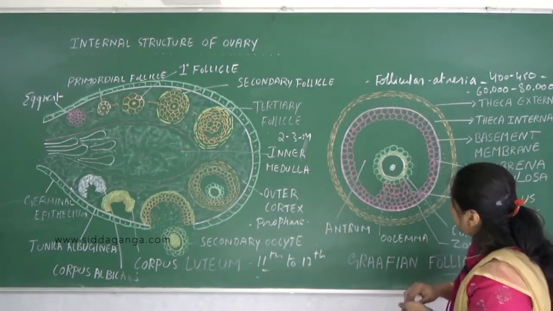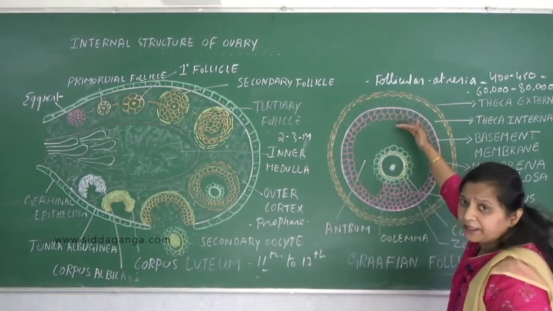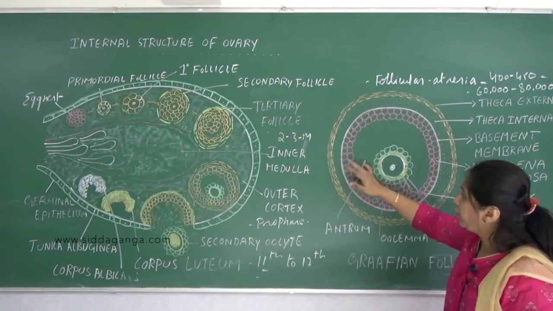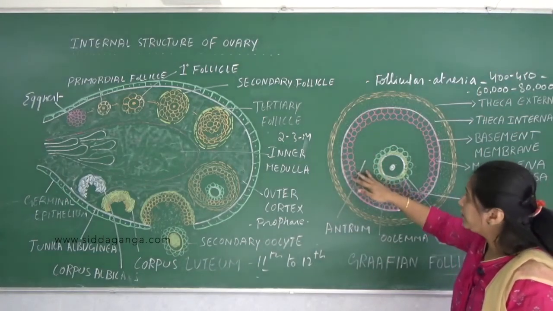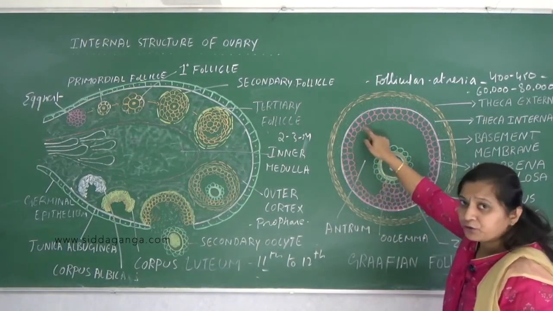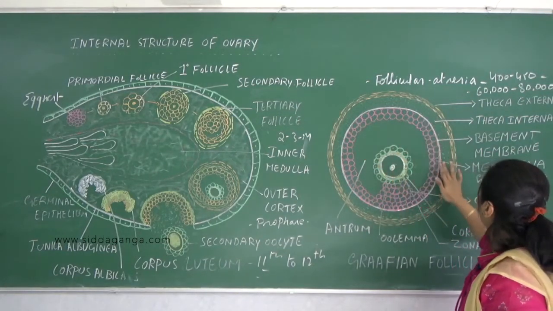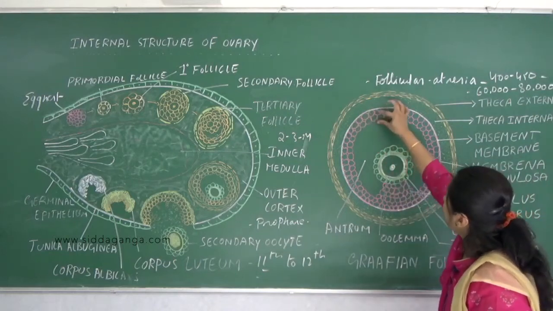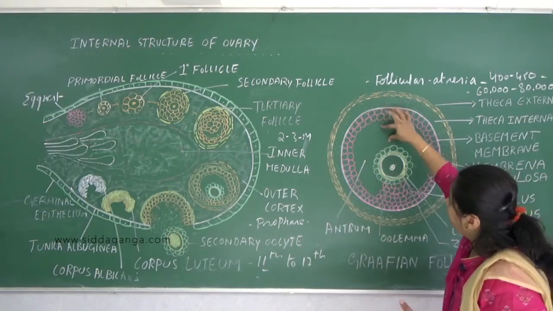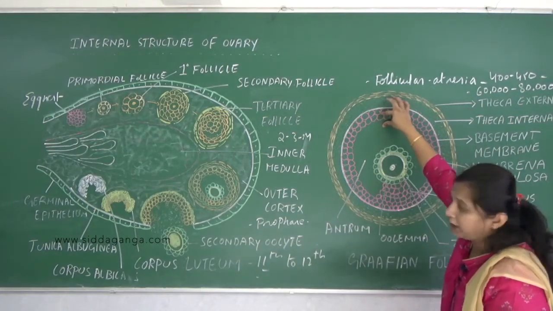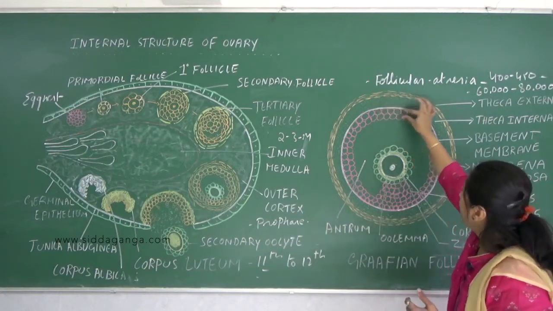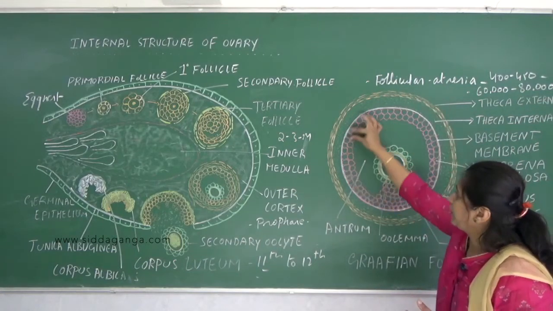Immediately after the antrum cavity, granulosa cells are present, 3 to 4 layers of them. They are arranged in the form of a membrane, so it is called the membrana granulosa. What is this layer called? The 3 to 4 layers of granulosa cells arranged around the antrum cavity are called the membrana granulosa.